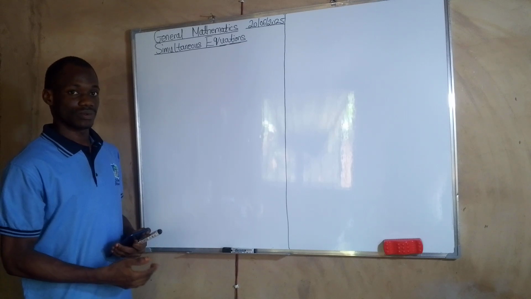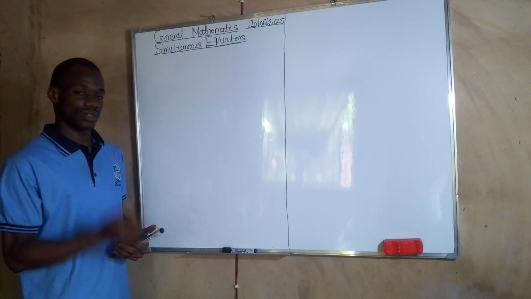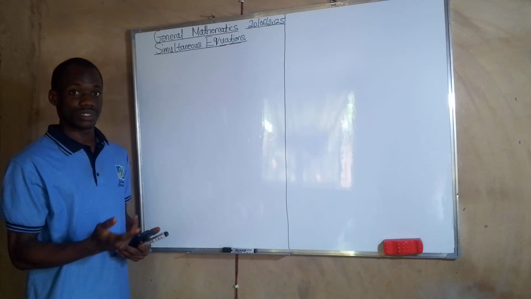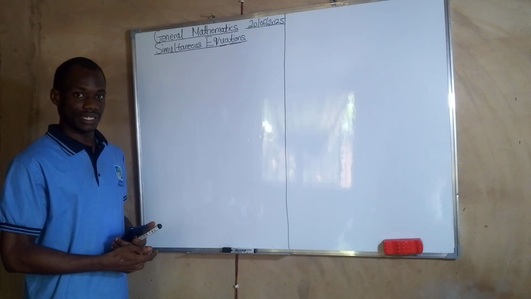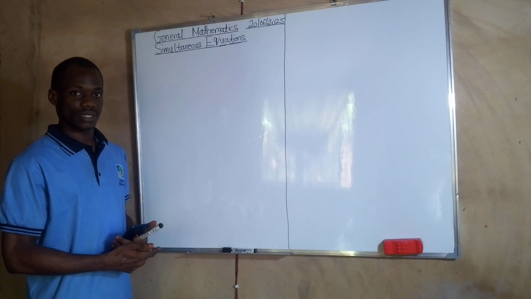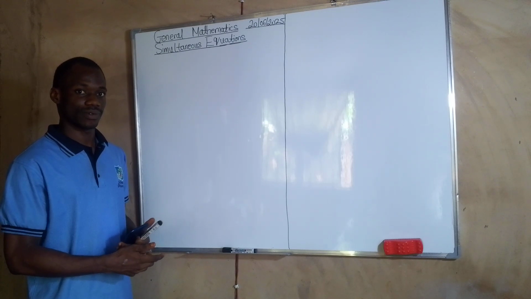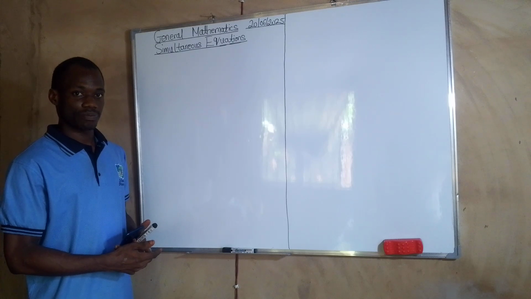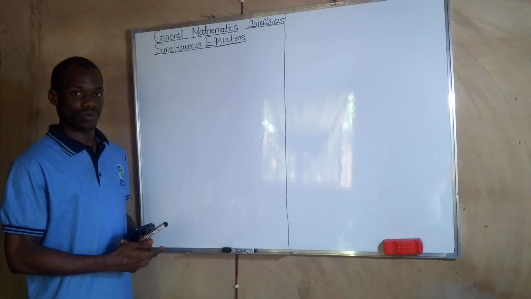So today, like I said, we'll be looking at simultaneous equations. So what is a simultaneous equation? First of all, a simultaneous equation is a set of a pair of linear equations. A pair of what? Linear equations. So what is a linear equation? A linear equation is one in which the power of the unknown is not greater than 1. So we'll be looking at some past questions on WAEC, and we want to solve simultaneous equations.